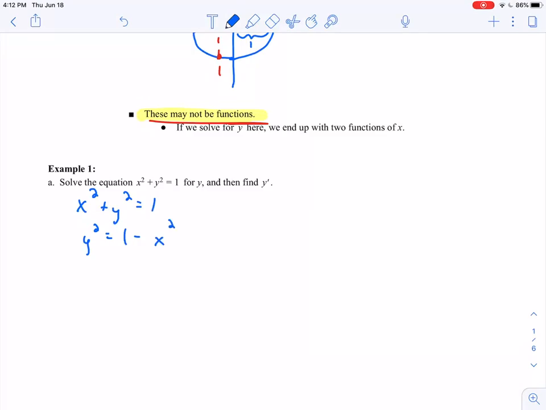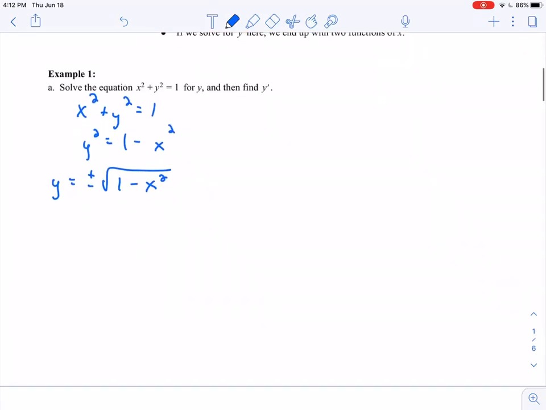But when I solve this equation, here's where I'm going to run into trouble. I end up with y equals plus or minus square root of 1 minus x squared. Here's really the two functions of x that I mentioned earlier. So what I really have are these two different functions. I've got y equals square root of 1 minus x squared, and y equals negative square root of 1 minus x squared. These are two separate functions, so they'll have two separate derivatives.